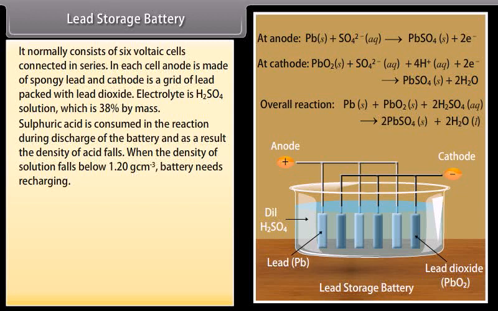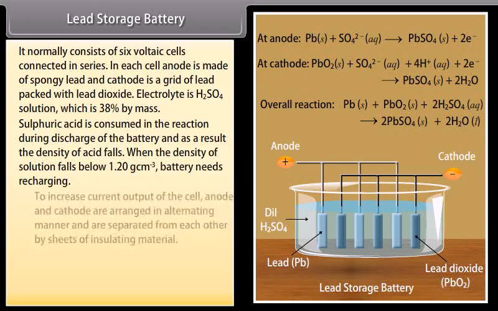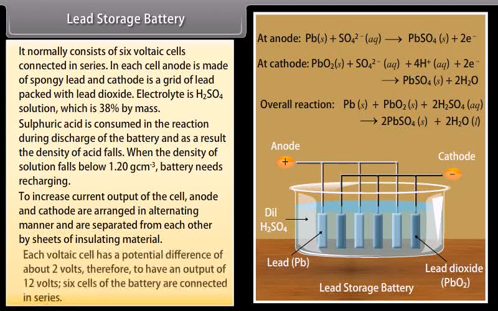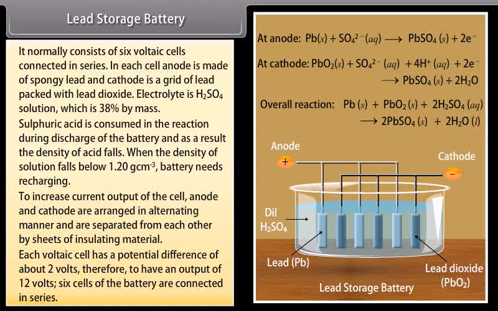When electrical energy is supplied to the battery from an external DC source, the cell operates like an electrolytic cell and chemical reactions take place. But now, the electrode reactions are the reverse of those that occur during the discharge of the battery. To increase the current output of the cell, the anode and cathode are arranged in an alternating manner and are separated from each other by sheets of insulating material. Each voltaic cell has a potential difference of about 2 volts. Therefore, to have an output of 12 volts, 6 cells of the battery are connected in series.